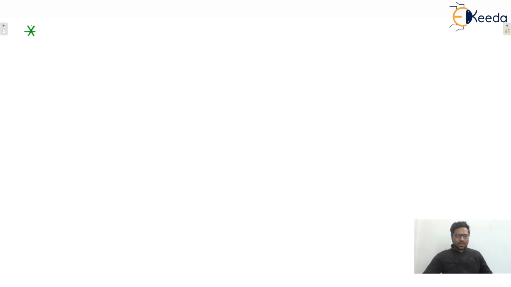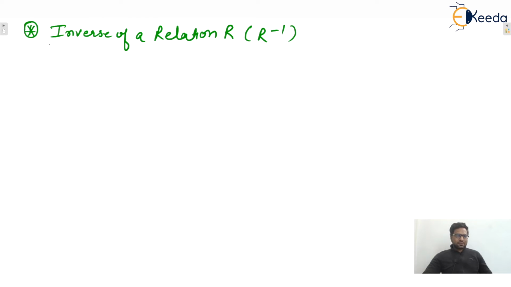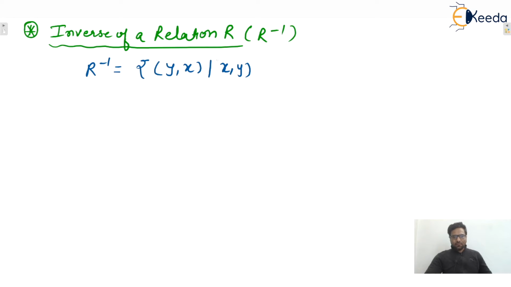Let's say the first one is the inverse of a relation. Inverse of a relation R is represented by R inverse. So what is R inverse? The definition of R inverse says that it contains the ordered pairs (y, x) such that (x, y) belongs to relation R, isn't it?